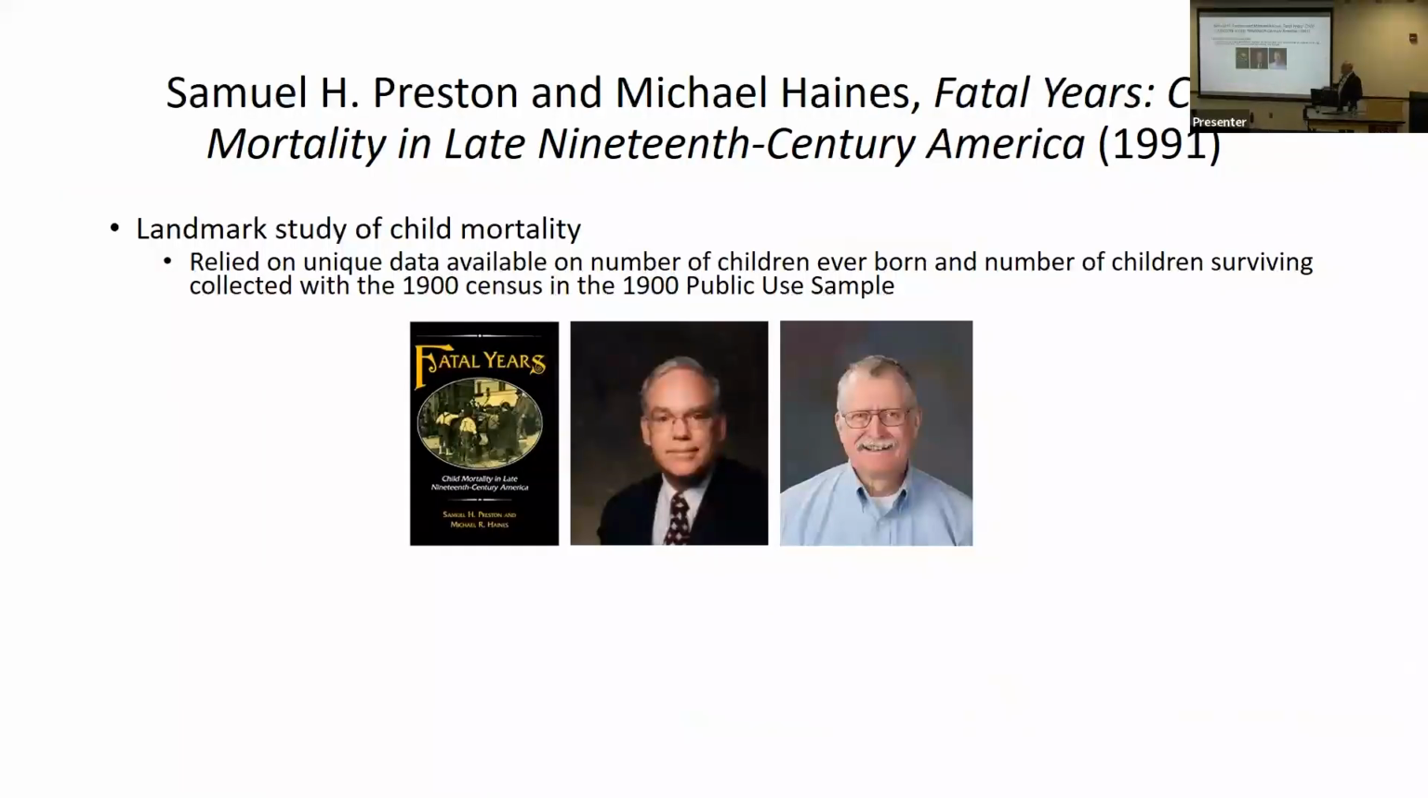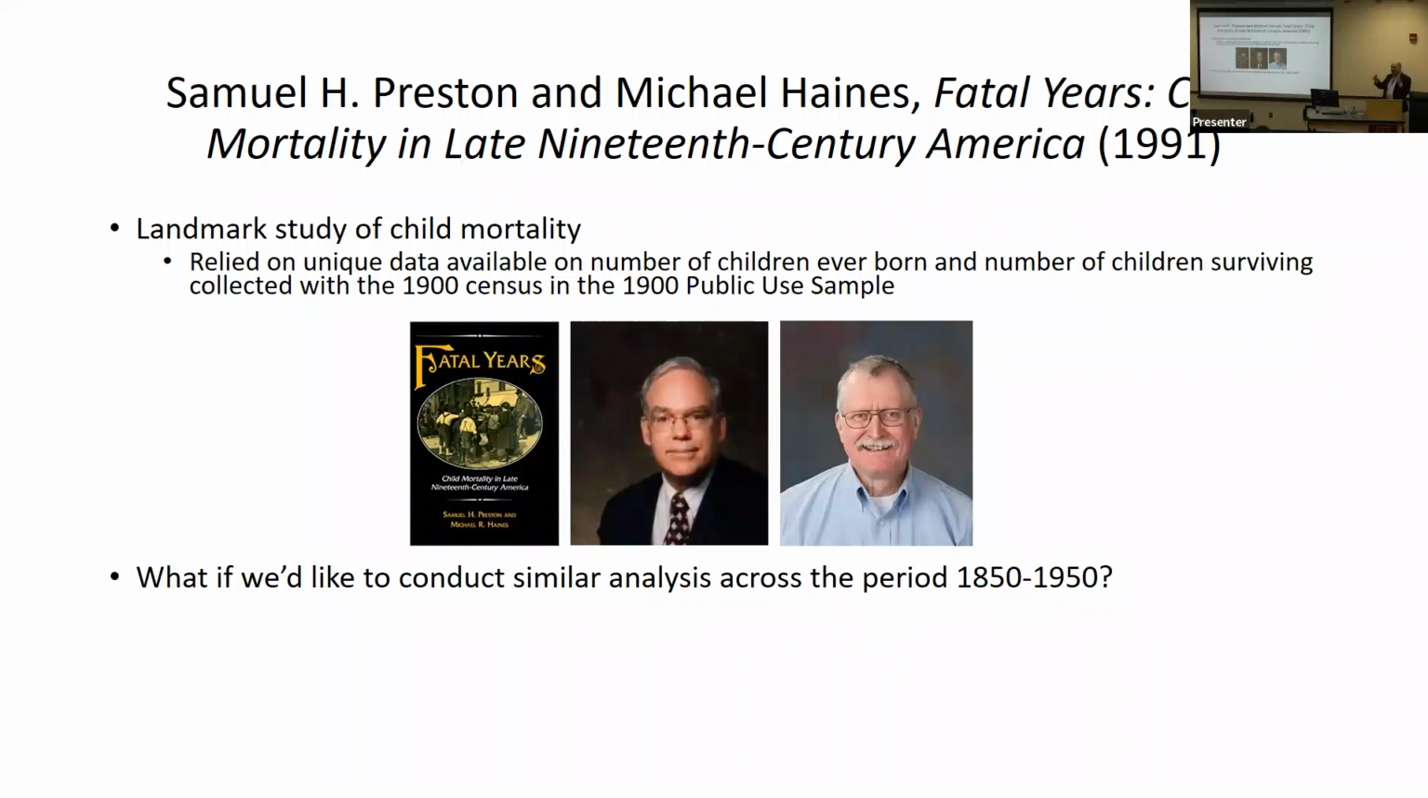In fact, that one example is probably one of the landmark books in historical demography: Sam Preston and Michael Haynes' Fatal Years. They used what was then a very new source, a public use sample of the 1900 census. I think it was a 1 in 750 sample of households, something like that. They wrote this book, and it is still an excellent book. I still assign chapters from it as one of these landmark studies. It looks at the factors associated with child mortality in this period of very high mortality. I'm going to come back to this study in a little bit. It's been cited over 1,000 times, which is a lot for a work of historical demography.